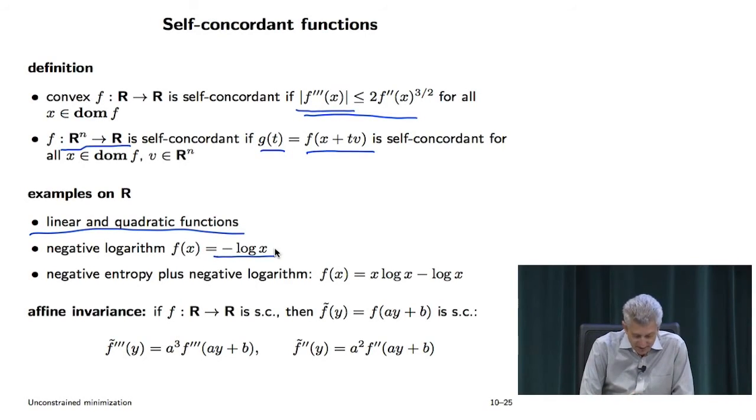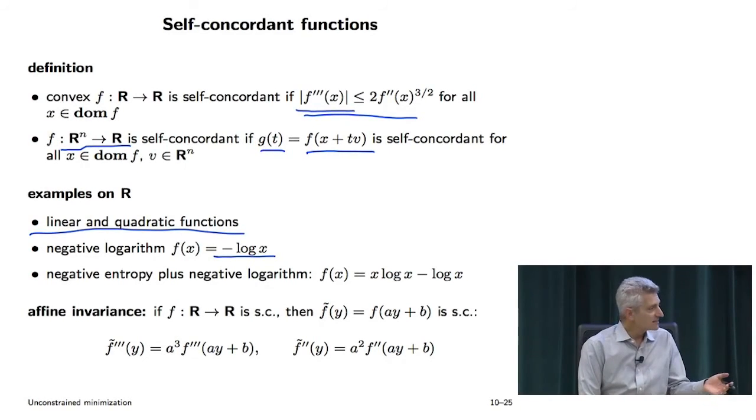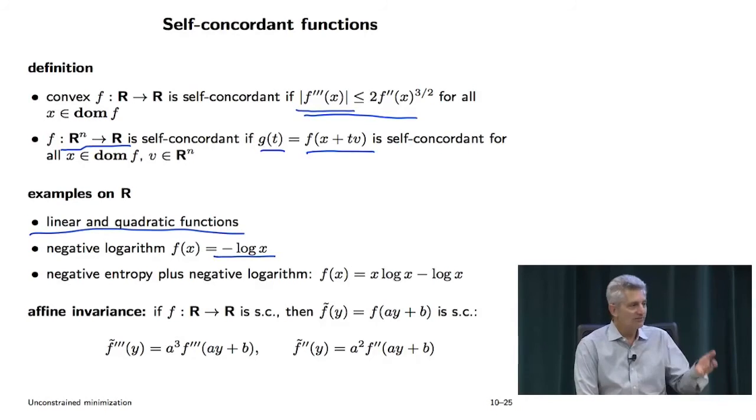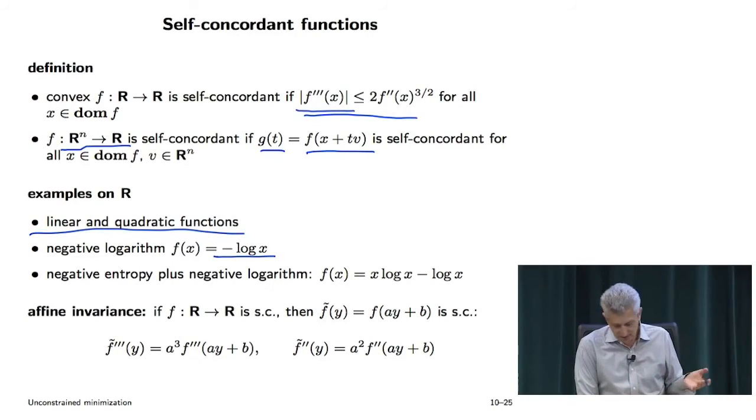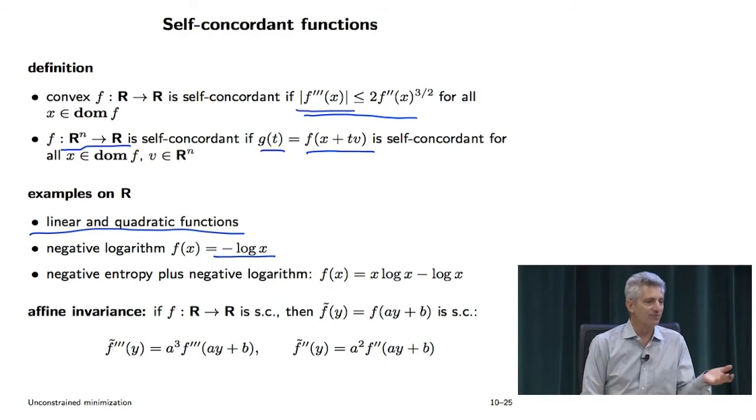And how do you verify these things? You just check. You take the derivative, which is -1/x, the second derivative is something, and then you get a cube. In fact, you get something like x to the -3 with some number in front. You take the 3/2 power of whatever the second derivative is, and you just verify that it holds. Okay, so that's the negative logarithm.